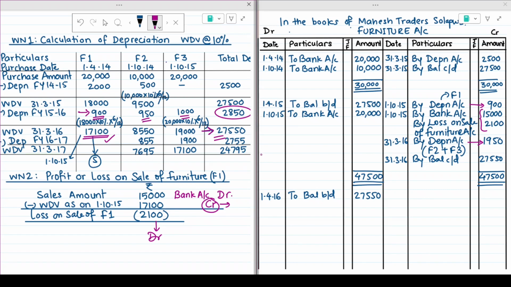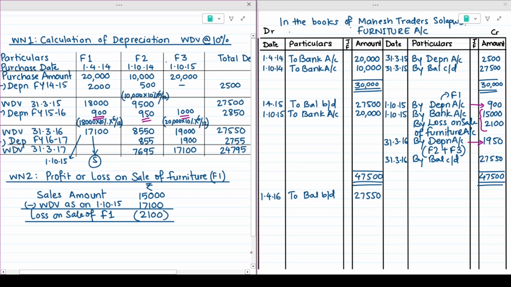With this, second year postings are done, and now in third year there are no purchase or sale entries. We just have one depreciation entry at the year end. So let's post this entry in our books on 31st March 17 by depreciation 27,550. Now we can close the books. 27,550 minus 27,550 will get the balance of 24,795. This amount is here in our working also 24,795.